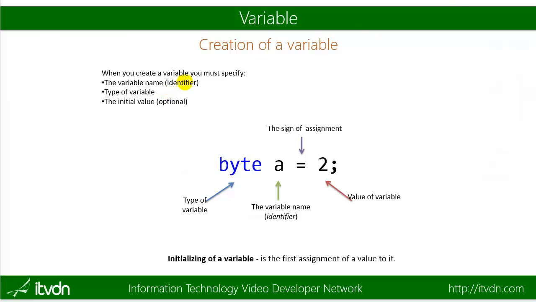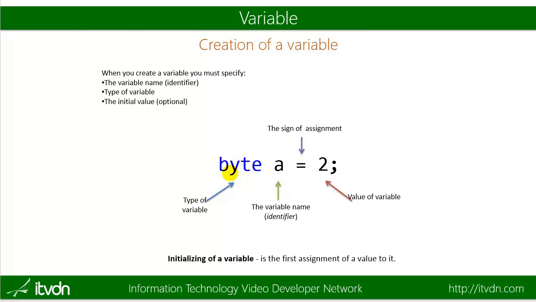So when creating a variable, you must specify the variable name or the identifier. Type of variable. Variable name, this is it, identifier. In this case, we have a variable name. Type of variable, here we have byte. And then the initial value, well, optional. Here we have a value. You have to set a value to it. This equal to sign is not equal to in programming. This is an assignment sign.